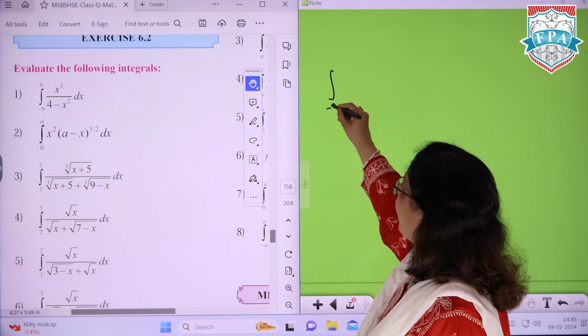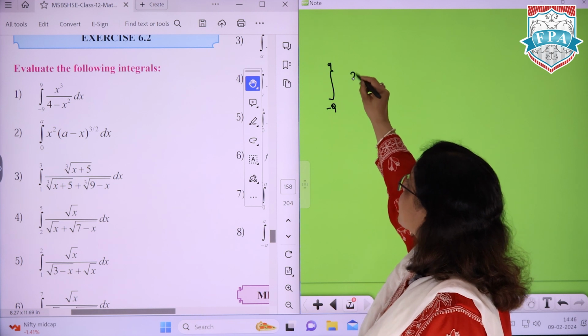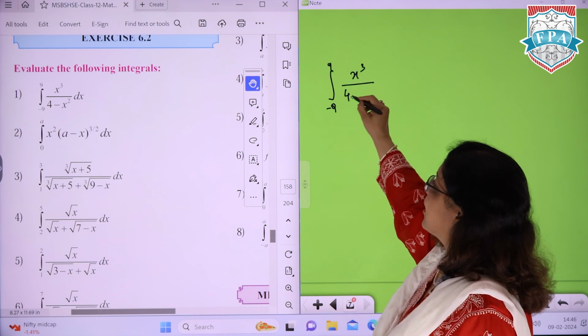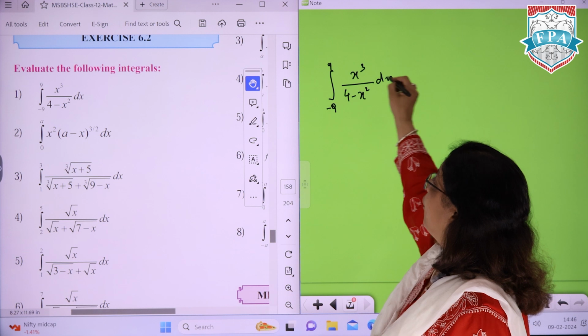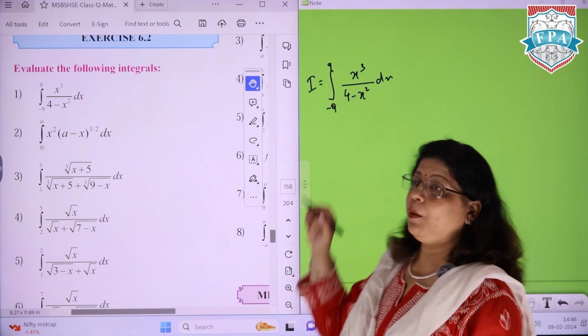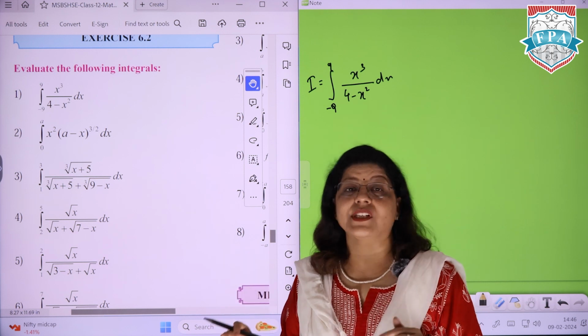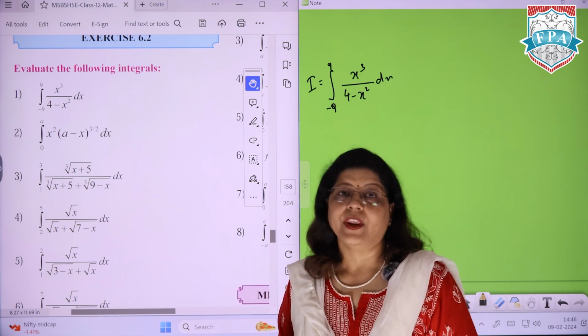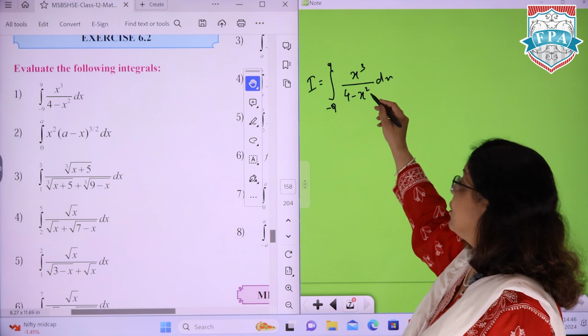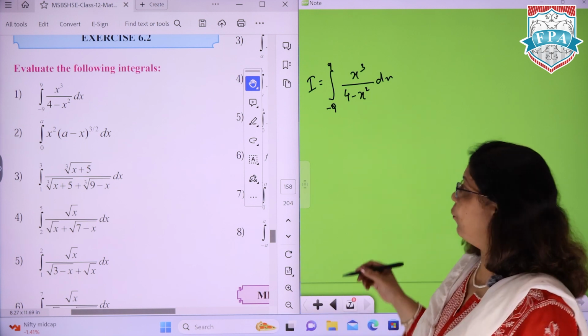So let's see the first question over here, which is dealing with integral from minus 9 to 9 of x cube over 4 minus x square dx. Now, as soon as you get a question of the format minus a to a, then think about the property which is dealing with even and odd function. So, we are going to check whether this function is an odd function or an even function.